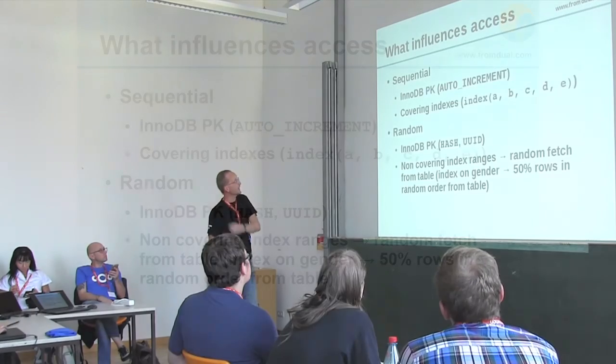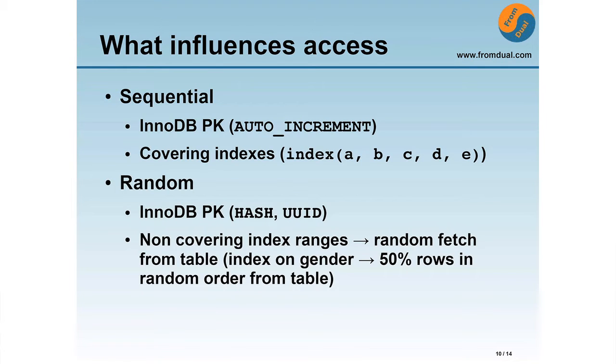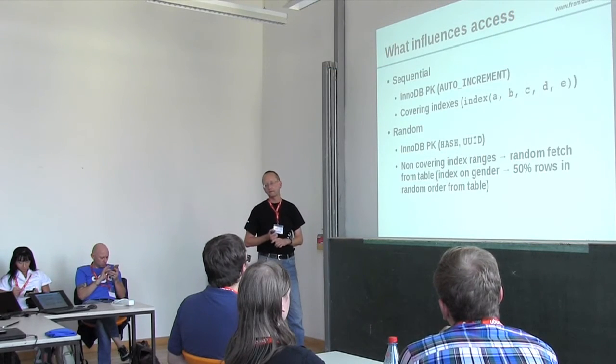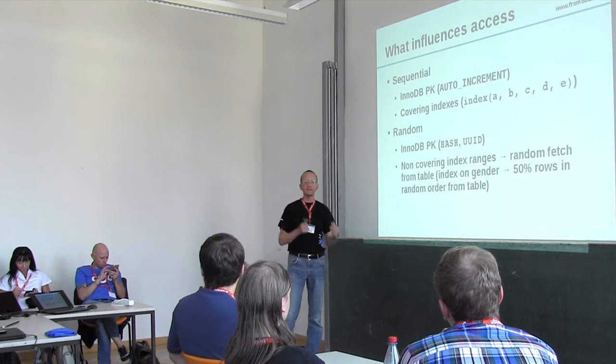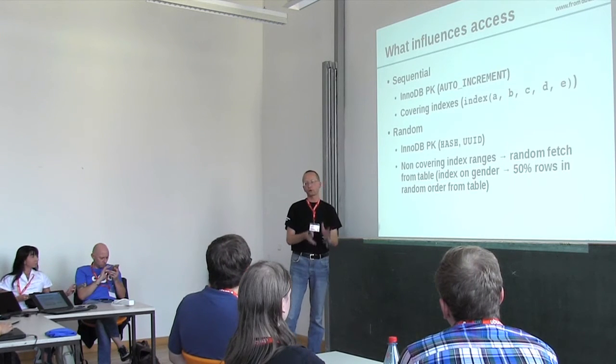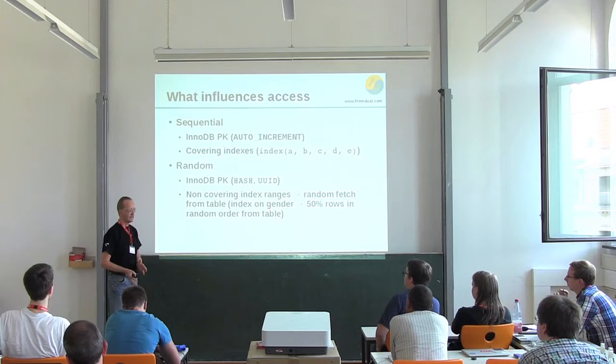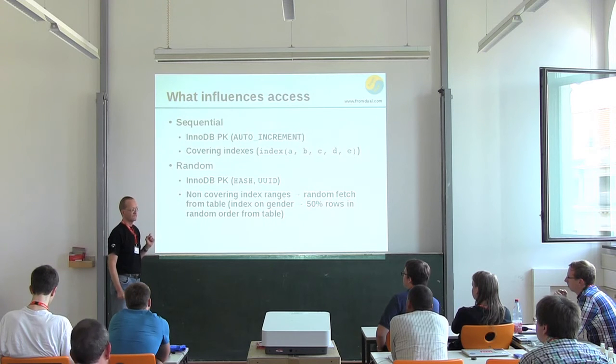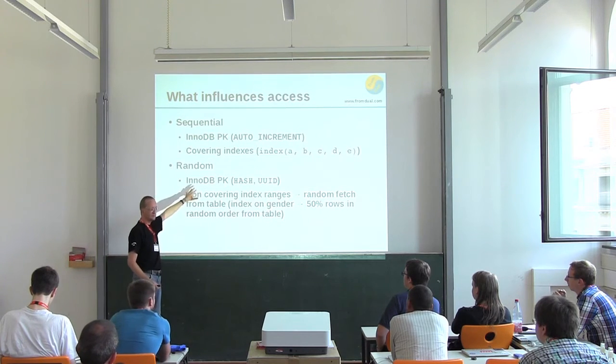What influences the access patterns? So sequential: the InnoDB primary key is fundamentally important for the access pattern. Why? Because InnoDB tables are clustered by the primary key. That means the selection of the primary key influences how the rows are sorted in the tables. Okay? So when you create a table, you decide how the rows are physically sorted on disk and in memory. Yes, that's true, only for InnoDB.